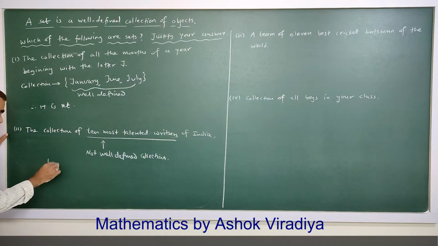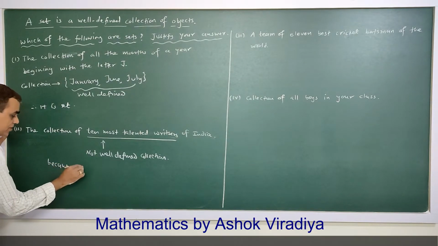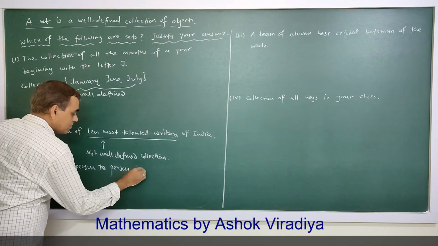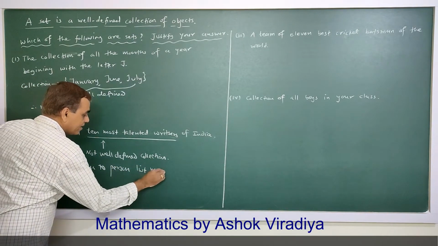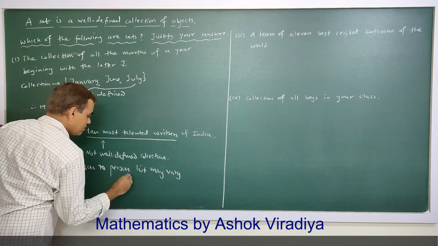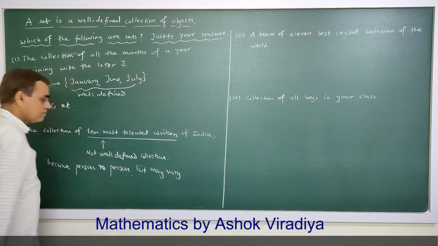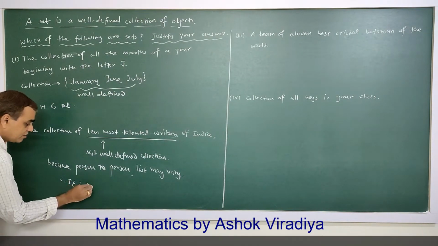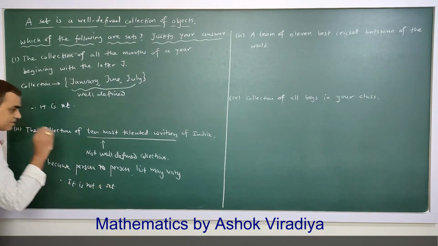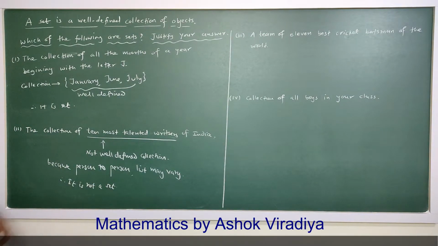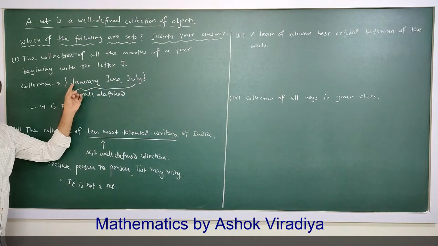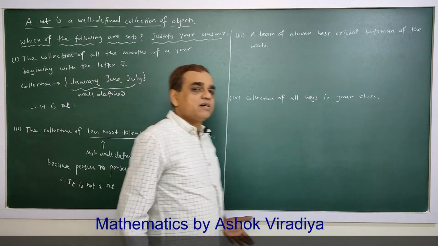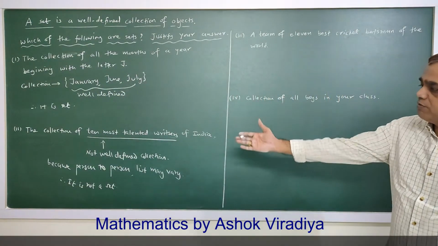Because person to person the list may vary. So it is not a set. Therefore, it is not a set. Here this list will not change. This will remain fixed. But here it will change. Person to person this will change.